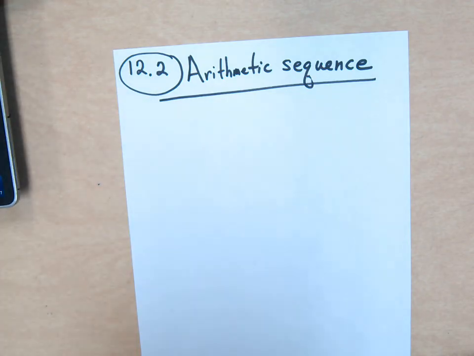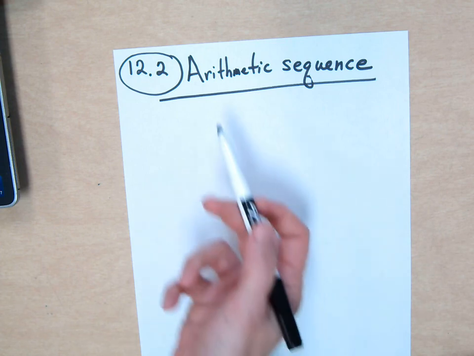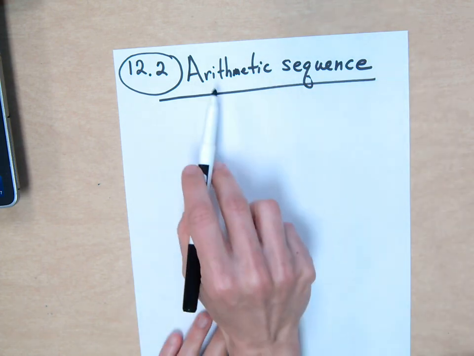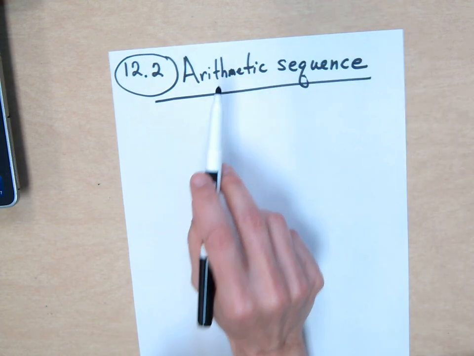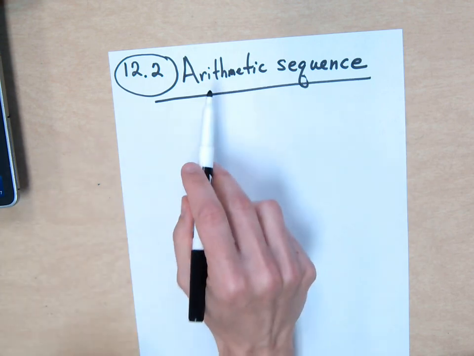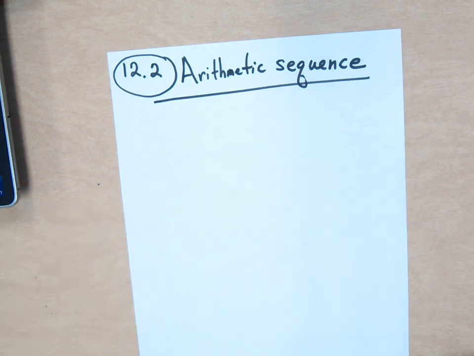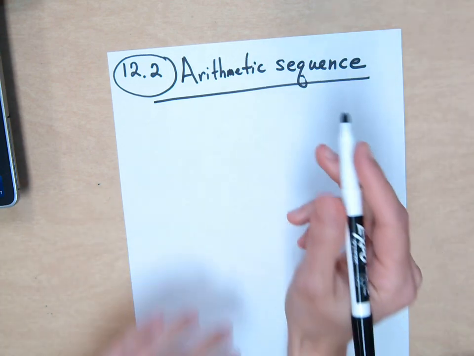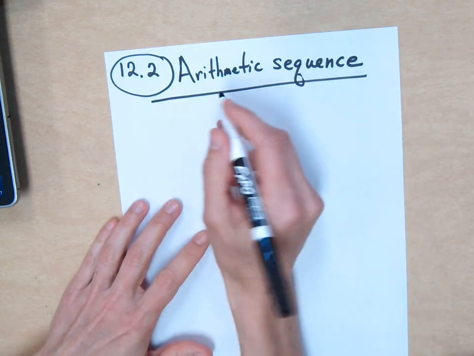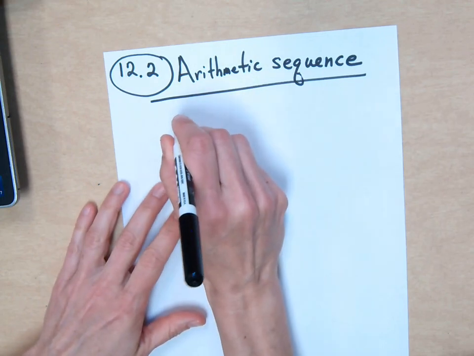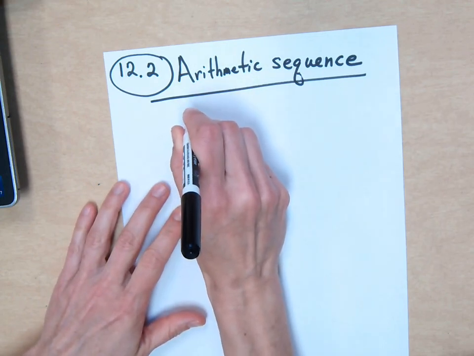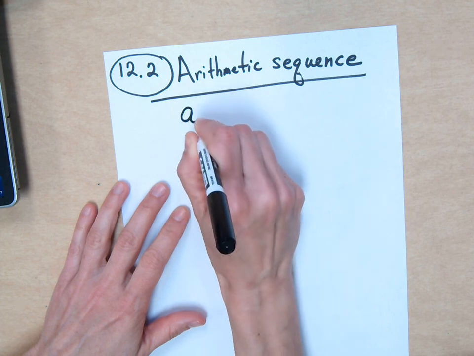Arithmetic sequences. The word arithmetic just means that you're always adding a constant to get to the next term, and a sequence is just a list of numbers. So that's what arithmetic sequence means. There's a formula we're going to use. It's a little different from the book, but I think it's going to be easier to understand. And it is this. This is the formula, okay?